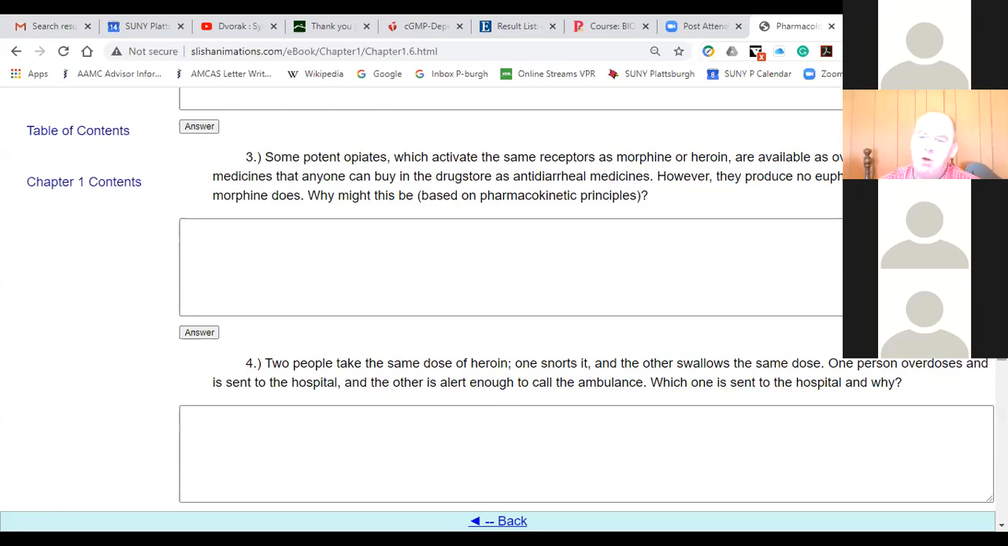So it doesn't have to do with potency either, because you would just take more of the drug if you wanted to get more. But yes, the blood-brain barrier, because these are polar opiate drugs. So they bind to the opiate receptors in your intestines, which decrease intestinal motility and stop your diarrhea.